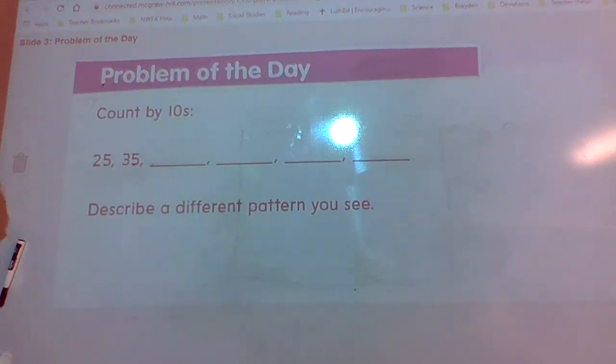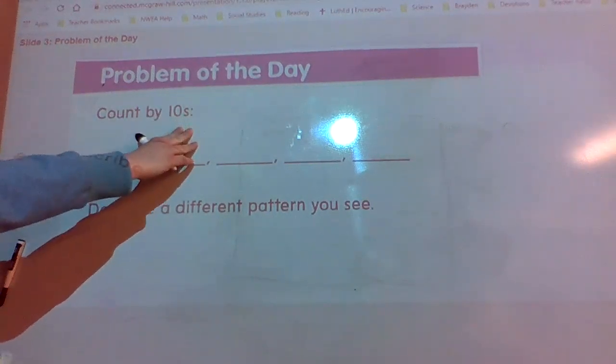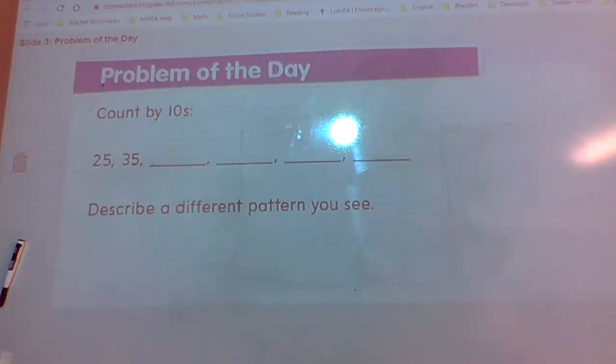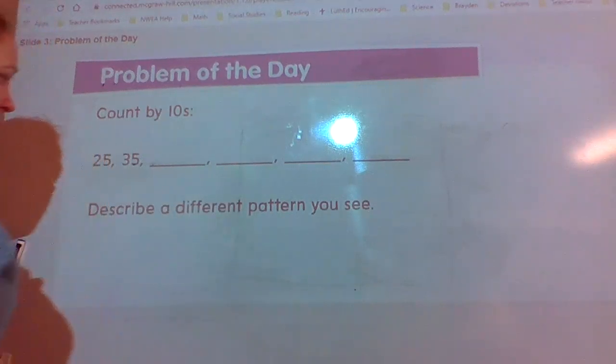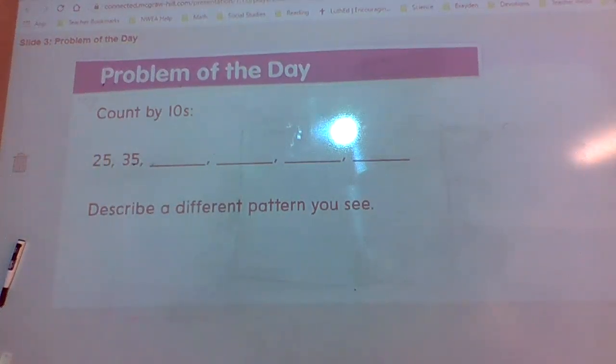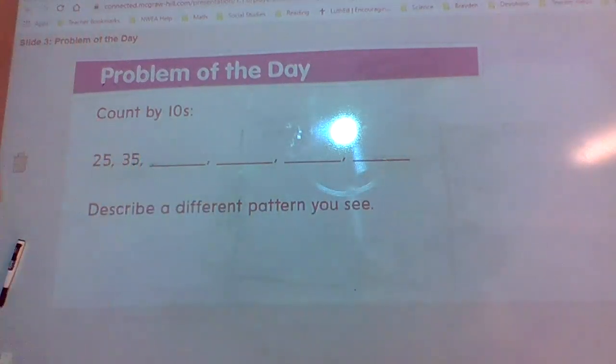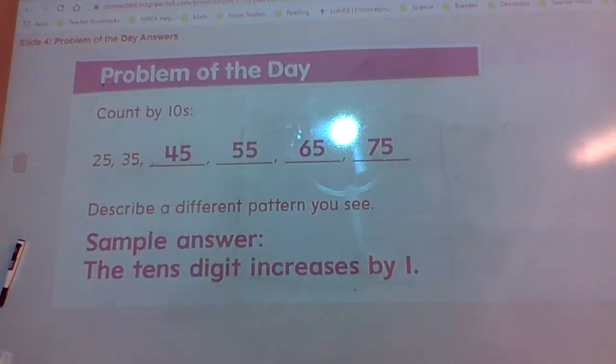Remember, when we're skip counting, we're looking at what number is changing as we count. And that's going to help us determine our pattern. So in this case, it's actually telling us our pattern. It's telling us to count by tens. So we're going to say 25, 35, and the next one, since we're counting by tens, is going to be 45, right? The only number that's changing in this case is the tens place because we're counting a short distance. So 25, 35, 45, 55, 65, 75. Okay, so that's the difference in the pattern, all right? Each tens digit increases by 1, so it's increasing by 1 ten.